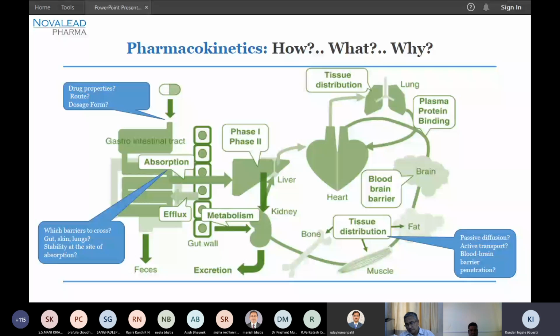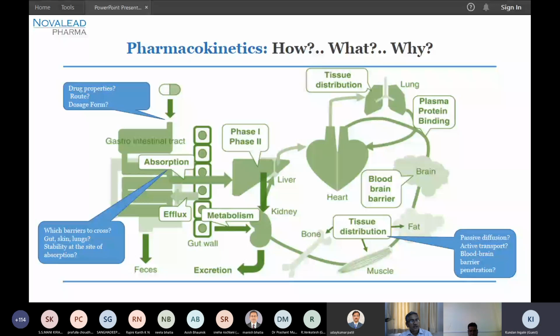So let's say, for example, if a drug molecule is to be administered to a patient who is in the ICU on a ventilator, then he cannot take an oral tablet. So what should be the route of administration, and what dosage form can be easily administered to the patient? When the dosage form is administered, how will it enter the systemic circulation?